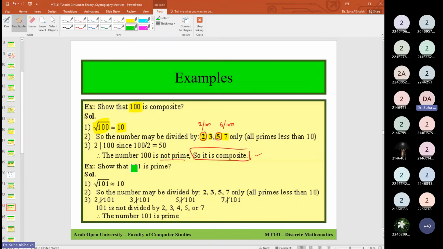Let's do the same with 101 now. What's the root of 101? It is 10 point something, so we can say approximately 10. What are the primes less than 10? They are 2, 3, 5 and 7. 2 does not divide 101. The 3 does not divide 101. The 5 does not divide 101. The 7 does not divide 101. Okay? Since none of them divides my number, my number is a prime. None of the primes less than the root divides my number, which means my number is a prime number here.